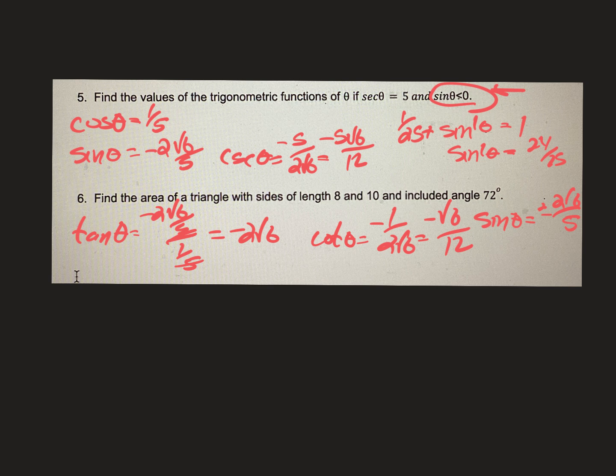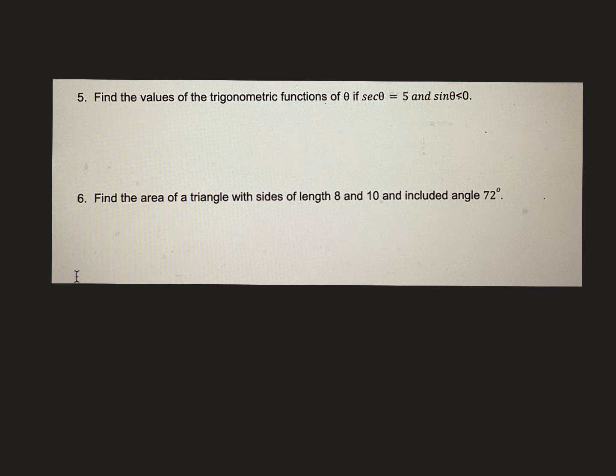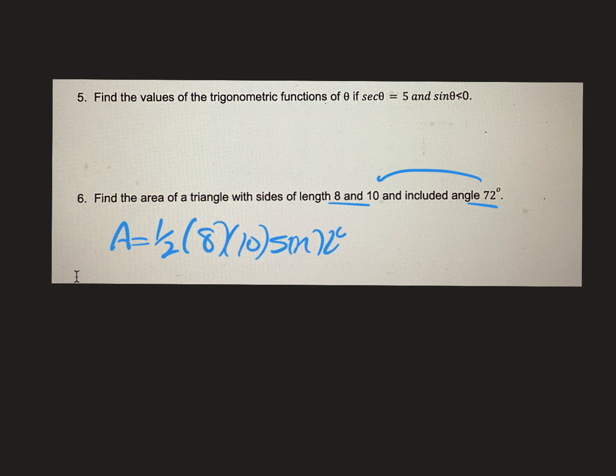All right. Let me erase that real quick so I can get number 6. Number 6 says find the area of a triangle with those two sides and that angle. Luckily, that angle is included between the two sides. You can do 1/2 times the two sides times sine of the angle. And we're just going to punch that straight in the calculator. When I do that, I'm getting 38.04. It doesn't give me a measure, so there we go.